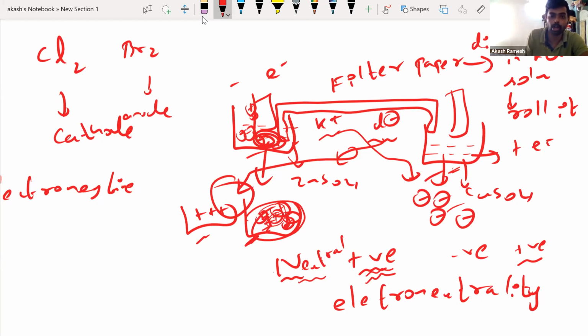So the role of the salt bridge is maintaining electroneutrality in both the cathode side and the anode side. I hope everybody understood how you make a salt bridge, what the use of the salt bridge is, and how it is maintaining electroneutrality. Everybody will tell you it maintains electroneutrality, but how is it maintaining it? This is exactly how it is maintaining electroneutrality.